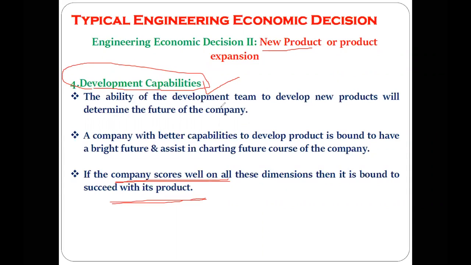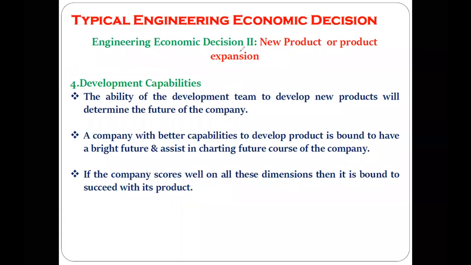Yes, sir. So that is nothing but our second engineering economic dimension decision, that is related with launching the new product. And when the company is deciding on launching the new product, the company also needs to predict how much profit they will get from that particular product from the market. And in order to predict that profit, the company has to consider all these four dimensions.